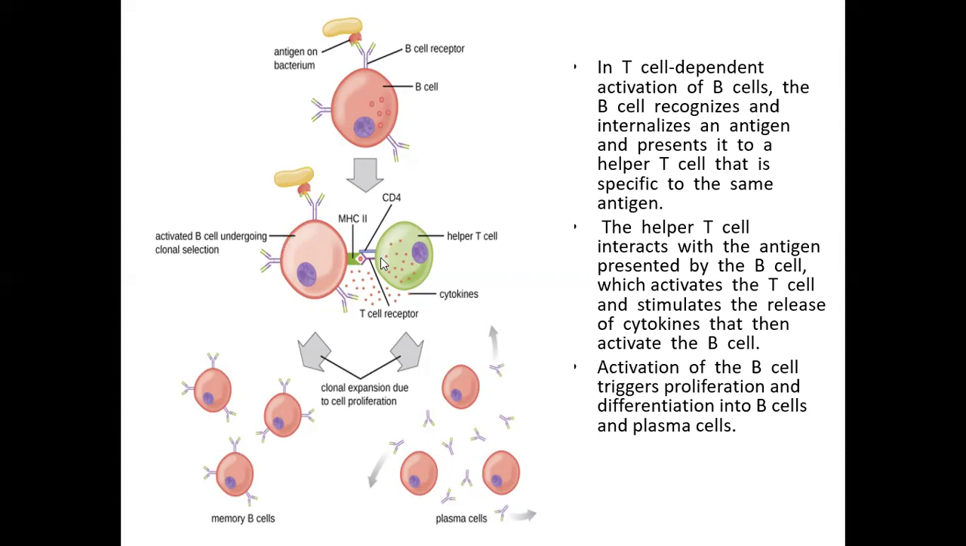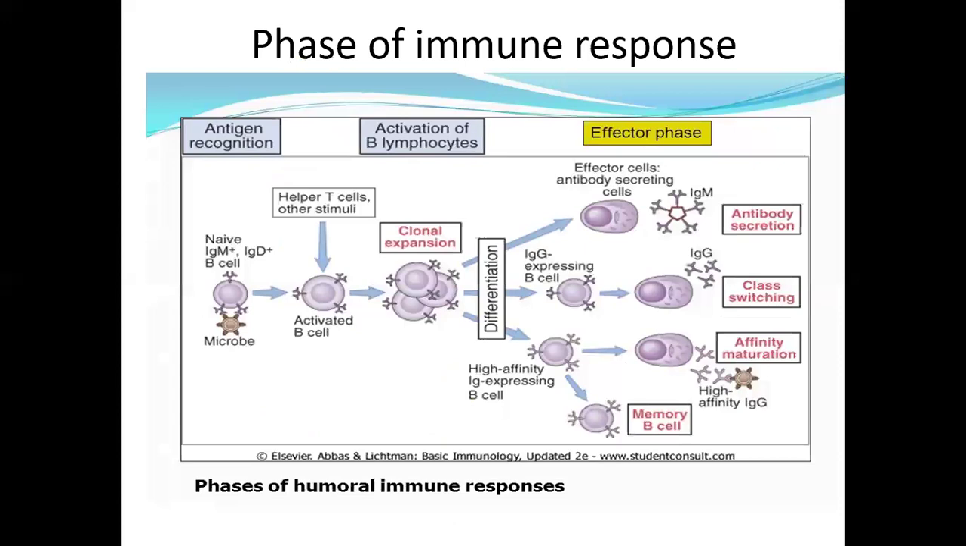And then after T helper submission, the B cell starts to be activated, and activated B cells start to produce plasma cells, and plasma cells will produce antibodies. So, the phases of immune response.